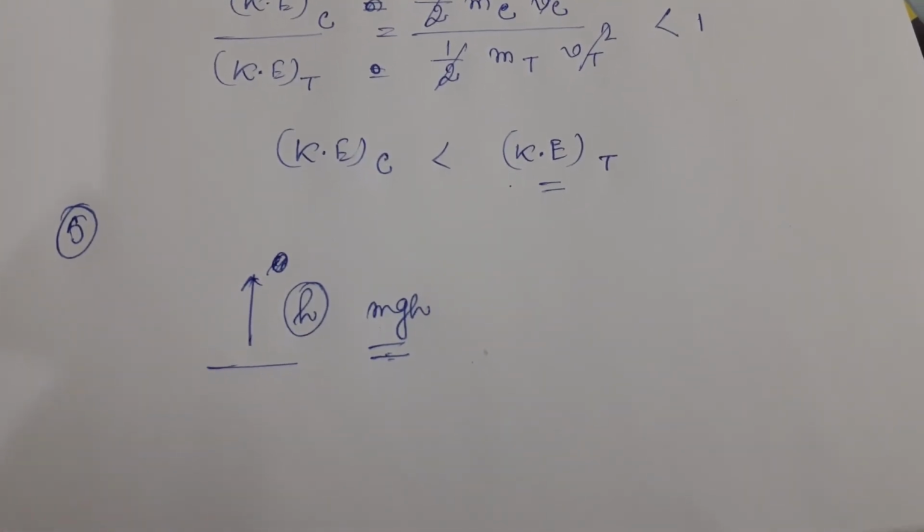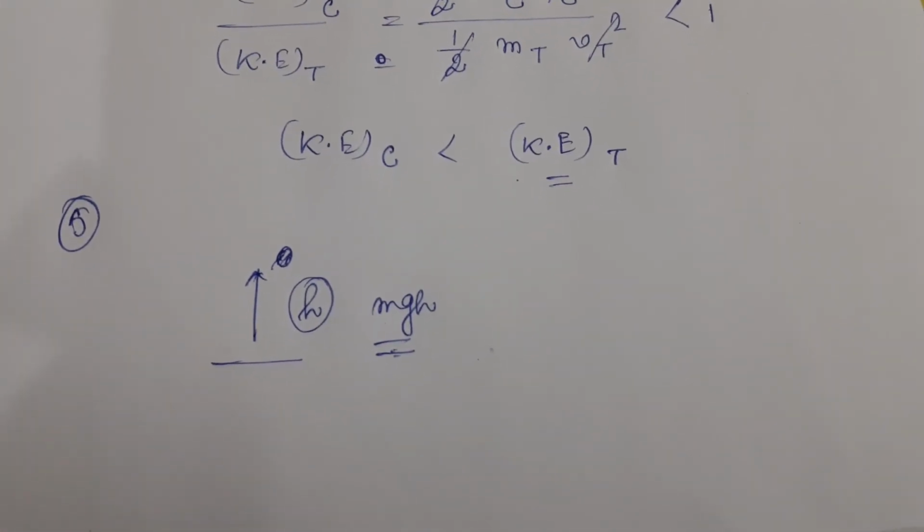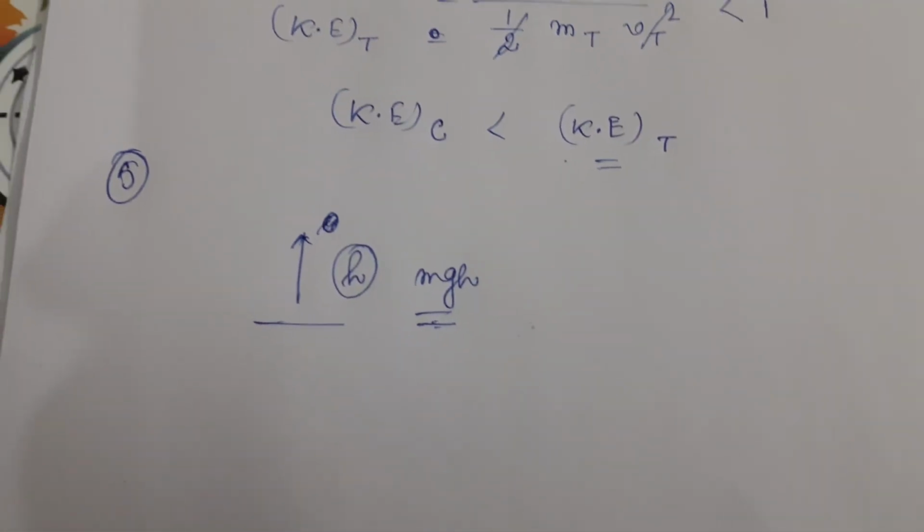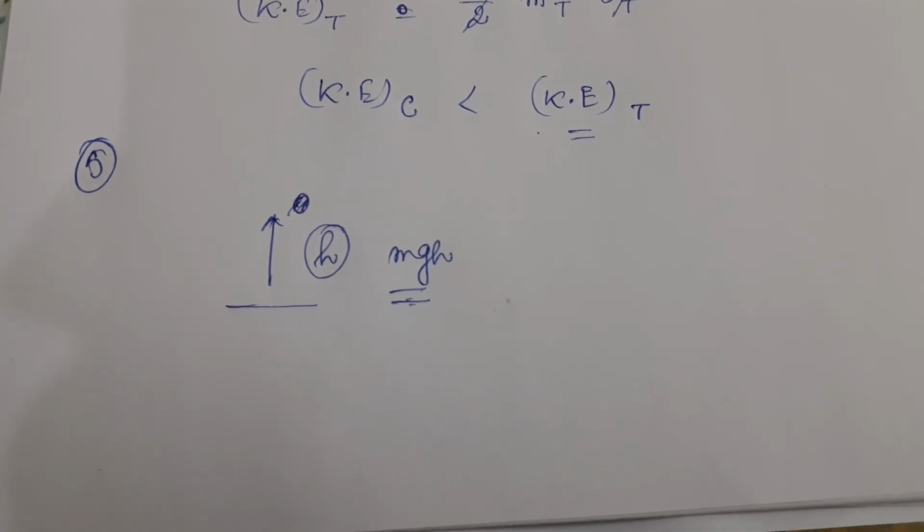Next one, state the energy conversion in the case of a dry cell. In a dry cell, chemical energy is converted to electrical energy.